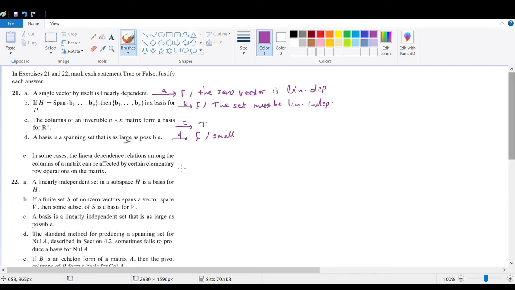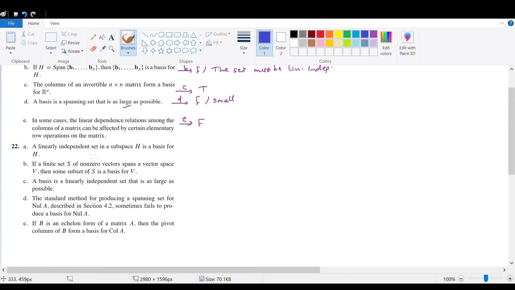Now for E, in some cases, the linear dependence relation among the columns of a matrix can be affected by certain elementary row operations on the matrix. This one is false, because if the columns are linearly dependent and we do row operations, they still will be linearly dependent. So E is false. It does not affect.